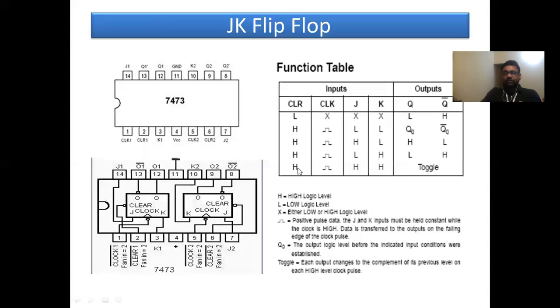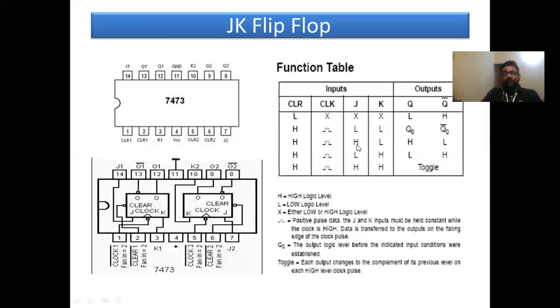That means if you want the flip-flop to work in clocked mode, so that it gives output according to the clock, then this clear should always be high. Then whenever you apply the clock, your output will come based on the J and K condition. As you know, L means low, low means 0, and H means high, high means 1. So this is basically positive logic. So if we go for 0, 0, then the output will be Q0.